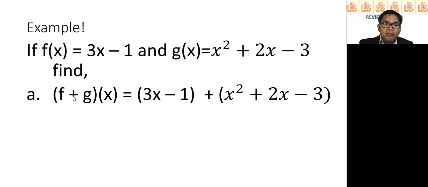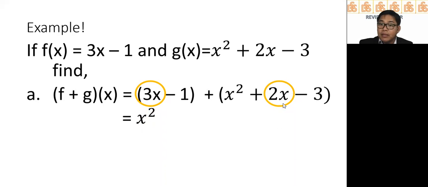So when you have f plus g of x, all you have to do is add the value of f of x, which is 3x minus 1, and the value of g of x, which is x squared plus 2x minus 3. So with that, definitely, we just simply combine similar terms. So in that case, x squared, since there is no other squared term here, we just bring it down. And then after that, we combine similar terms.